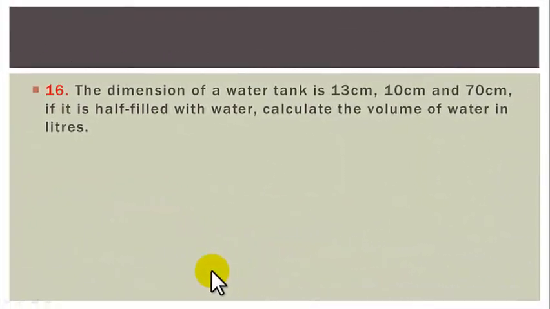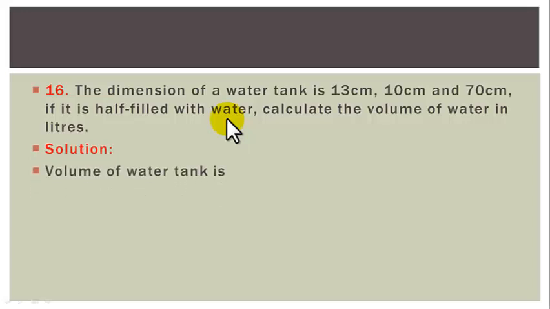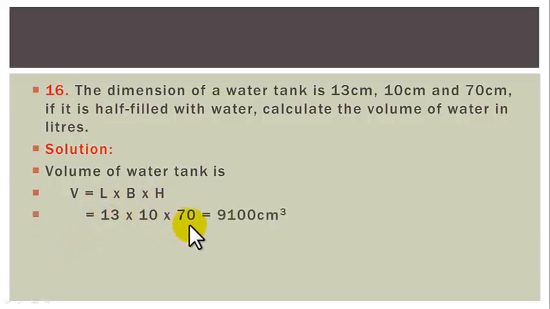Question number 16. The dimensions of a water tank are 13 cm, 10 cm, and 70 cm. If it is half filled with water, calculate the volume of water in liters. Solution. Volume of water tank is V equals length times breadth times height, and that is equal to 13 times 10 times 70, which will give us 9,100 cubic cm.